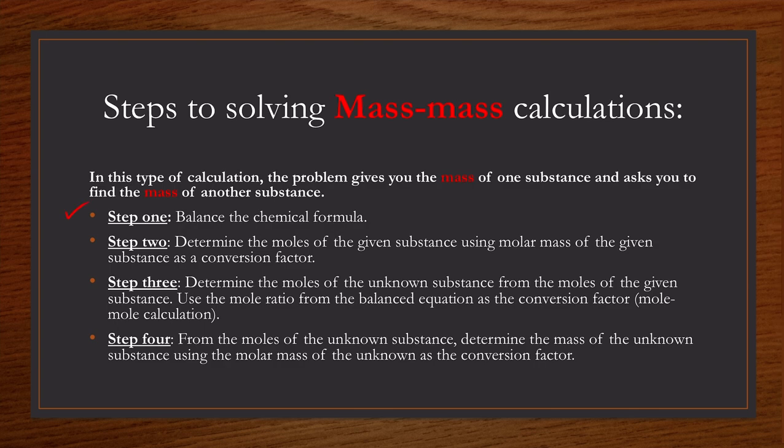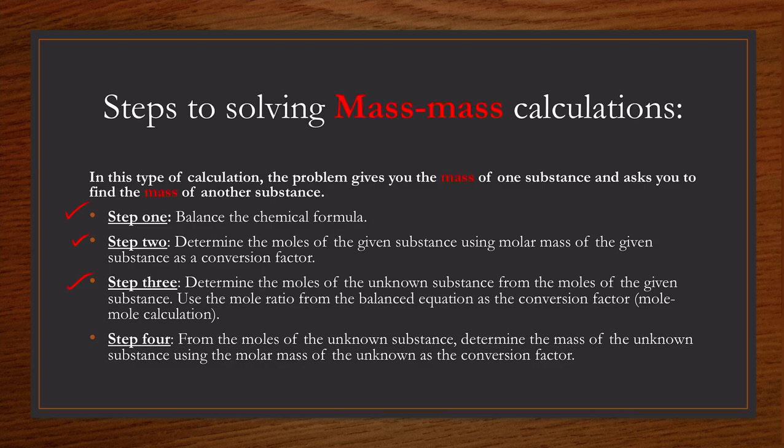Again, step 1, make sure our chemical equation is balanced. Step 2, we want to determine the number of moles of our given substance by using our molar mass. And so we have to first convert from grams to moles. We cannot use our mole ratio if we are in grams. We have to convert to moles first.